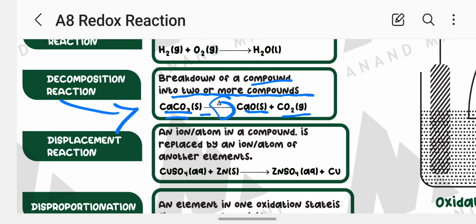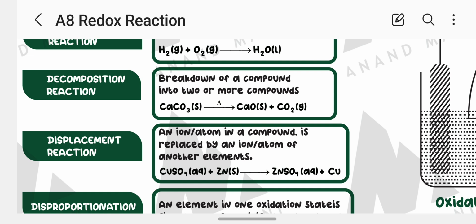Then the decomposition reaction is the breakdown of a compound into two or more substances, like limestone. In the case of the solid, we provide heat and the reaction proceeds to the right side. So CaO solid plus CO2 gas are formed in the overall procedure of the decomposition reaction.